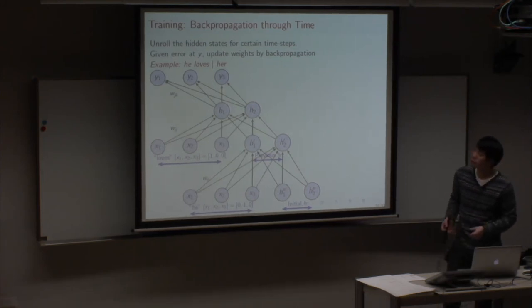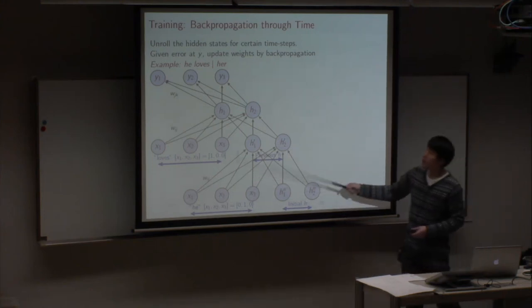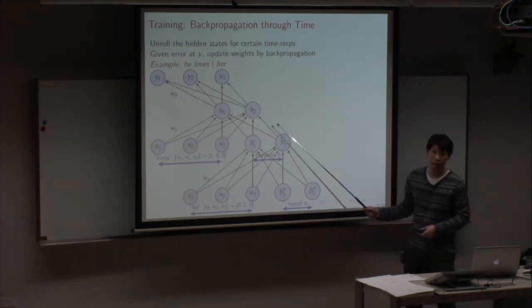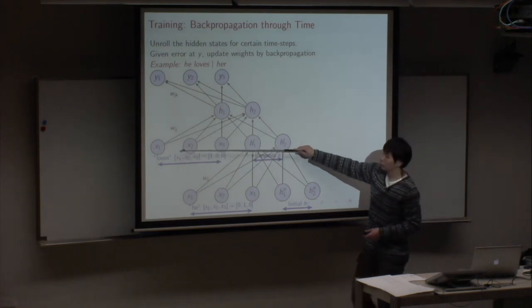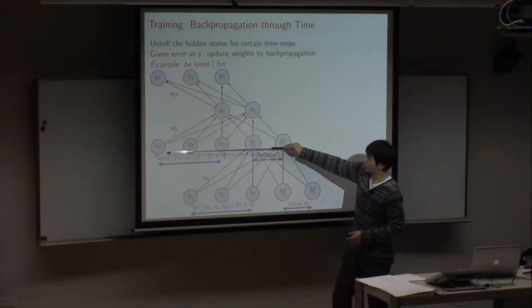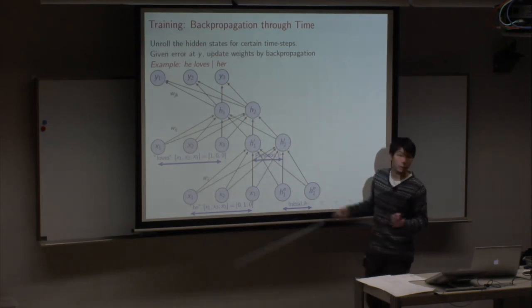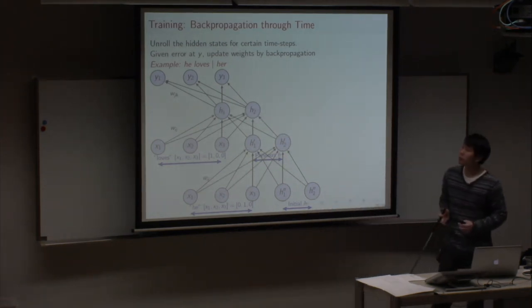So what happens when there is repetition of a word? It doesn't matter, right? Say, he loves her. Basically, the word input here just occurs again, so it doesn't matter for the framework. This makes sense.